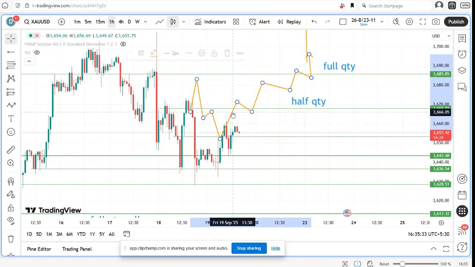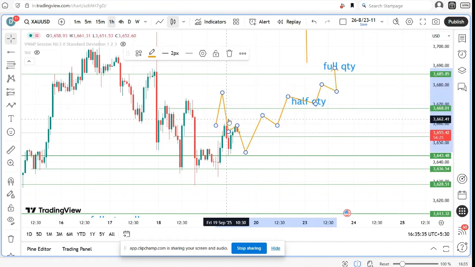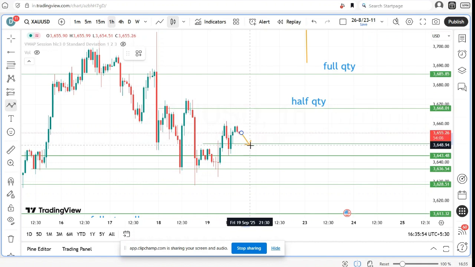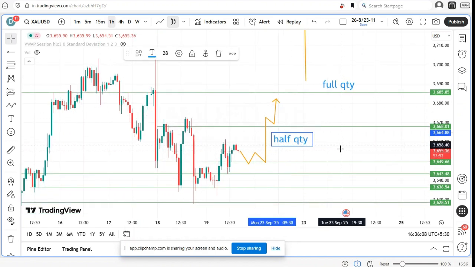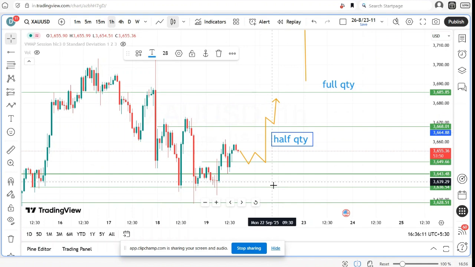Okay, now this has happened. Now we'll make new support and resistances. At this level, if you get any trade, you can look for scalp opportunities of buying until and unless it crosses this level. You have to take trade only in half quantity until and unless it crosses this level on the upside or on the downside.